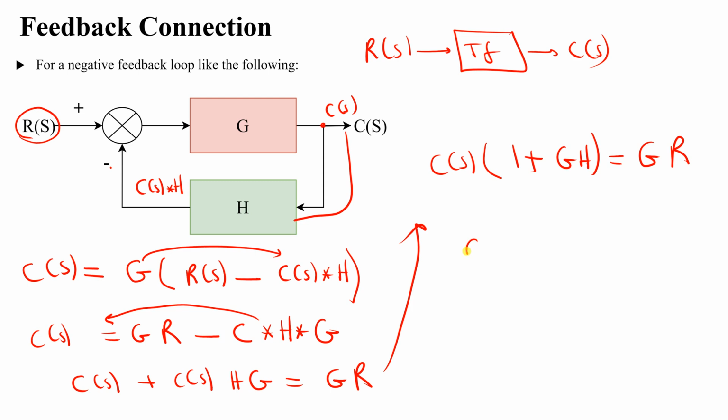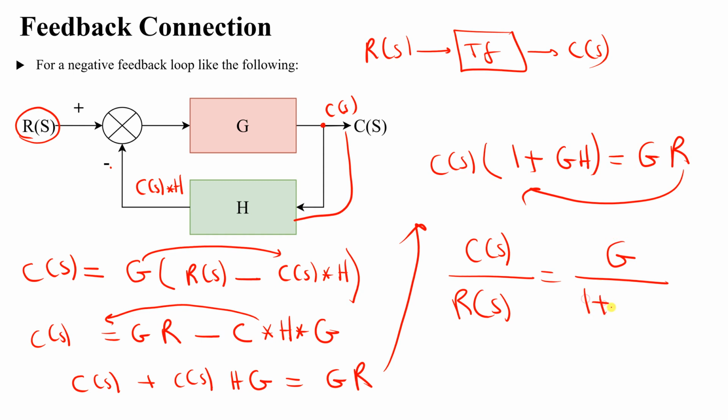So C of S, which is the output, divided by the input R of S, is equal to G divided by 1 plus GH. Remember, this relation is very, very important. So if you have a negative feedback, the equivalent of this system will be G divided by 1 plus GH. Now this is for a negative feedback.